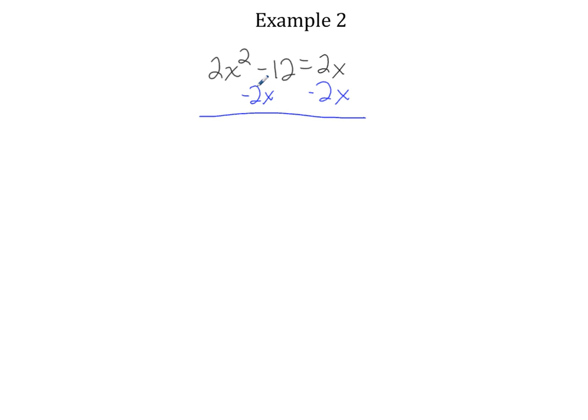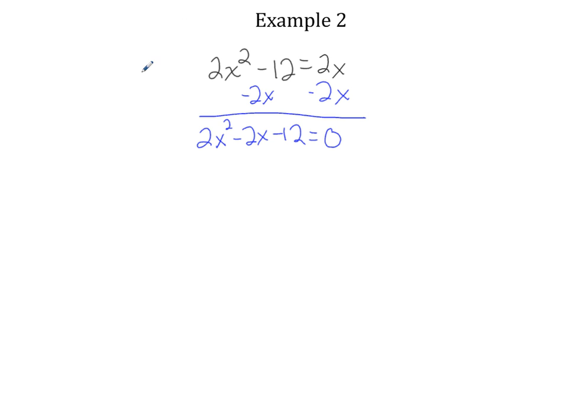Now, when I do that, I want to make sure this side is in standard form. When I say standard form, I mean my degree goes from biggest to least. So we've got degree 2, and then degree 1, and then degree 0. All right, so now we've got it equal to 0, and now I need to factor this side right here.